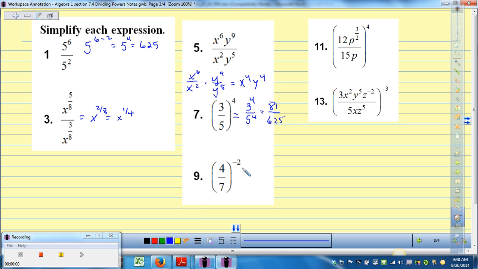Okay? All right. So now, how about number 9? 4 over 7 all to the negative 2. What do we do first? Yep. 4 to the negative 2 over 7 to the negative 2. Very good. Now, here's where we can apply our old rule. What happens when we have a negative exponent in the bottom? It goes up to the top and becomes positive. What happens when we have a negative exponent in the top? It goes to the bottom and becomes positive. So really, this is 7 to the 2nd over 4 to the 2nd. Exactly. And that's 49 over 16.